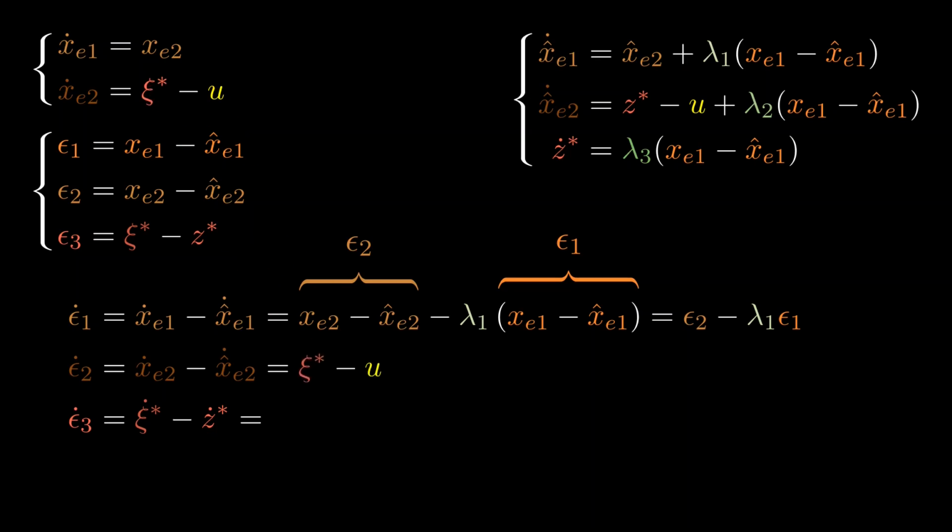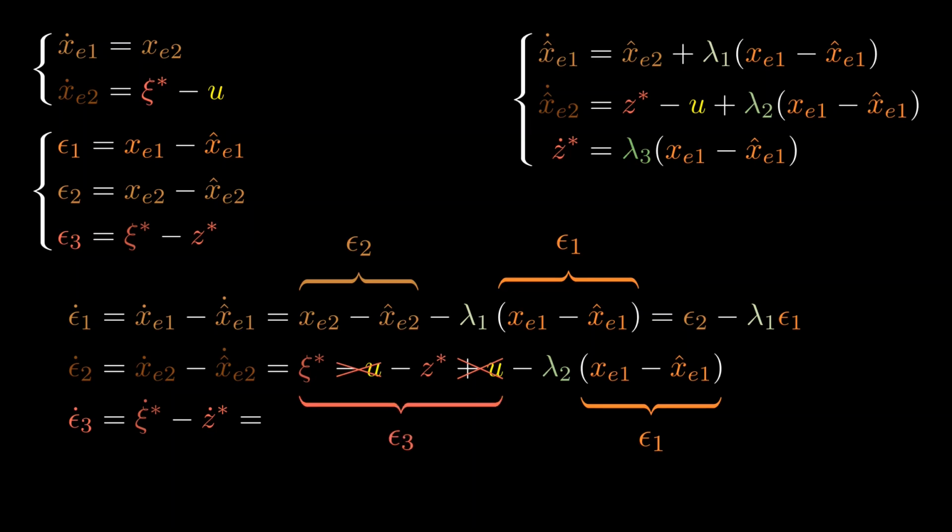Follow the same procedure for epsilon2. This equation includes control input u twice, fortunately with opposite signs, so they cancel each other out. Now we can once again do the substitutions and simplify the equation.